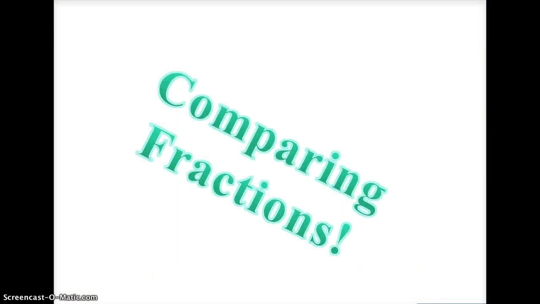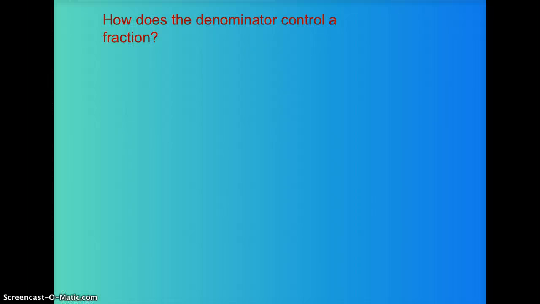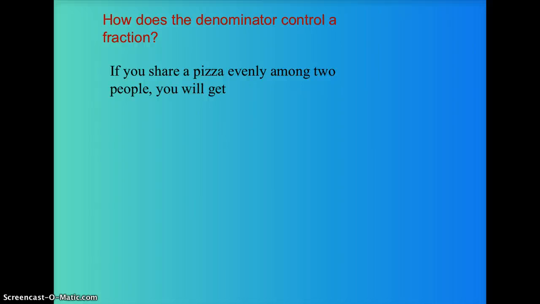Okay, we're going to start looking at comparing fractions. First we need to talk about how the denominator controls the fraction. If I split a pizza evenly with 2 people, then me and that one other person will get half of a pizza.